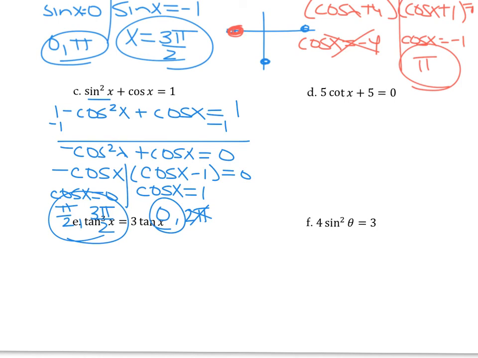For letter D, subtract 5, divide by 5, I get -1. So when is cotangent -1? Whenever you get 1, it's one of the pi over 4 families. So cotangent is going to be negative when tangent's negative, which is the second and the fourth quadrant. So that's at 3 pi over 4 and at 7 pi over 4.